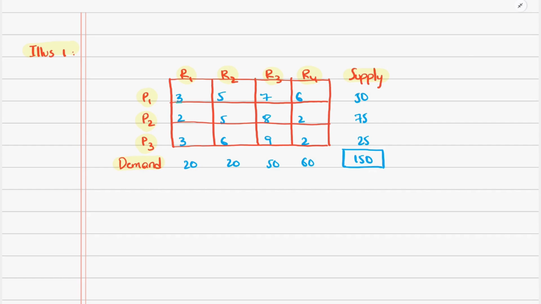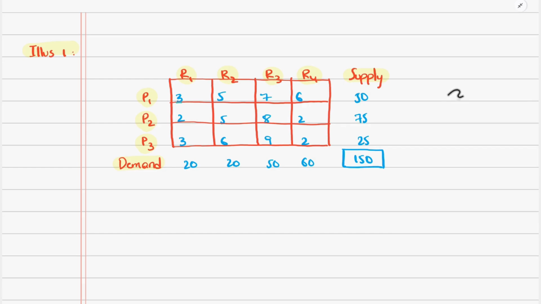So let's see, every time before we solve a transportation problem, we need to see if the total demand is equal to total supply or not. So that is what we will see. Now if you look at the supply, it is 50 plus 75 plus 25. So this is 150. The total supply is 150. So now when it comes to demand, it is 20 plus 20 plus 50 plus 60. So 60 plus 40, 100, 150. So the total demand is also 150. Now here the total supply is equal to total demand. Now this is a balanced problem.